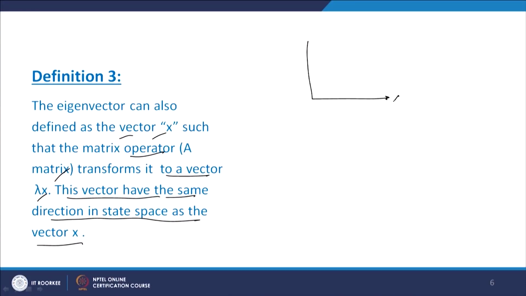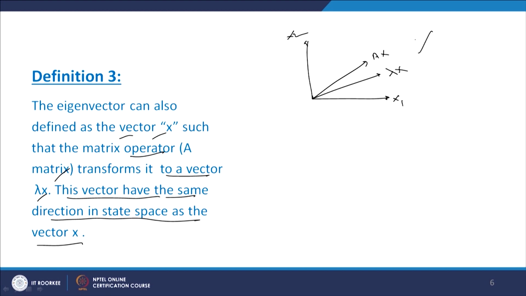Any variable has a magnitude and a direction. After transformation, if the direction remains the same, then it is called an eigenvector. If the direction is not the same, then we cannot call it an eigenvector. For an eigenvector, this vector should always be non-zero. Here I am showing x1, x2. Now here this is Ax and now let us say lambda x.